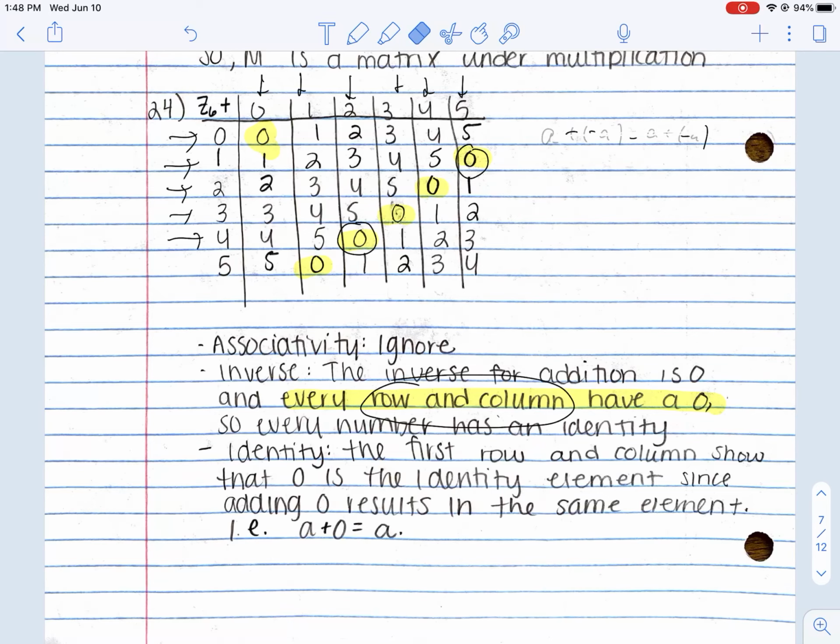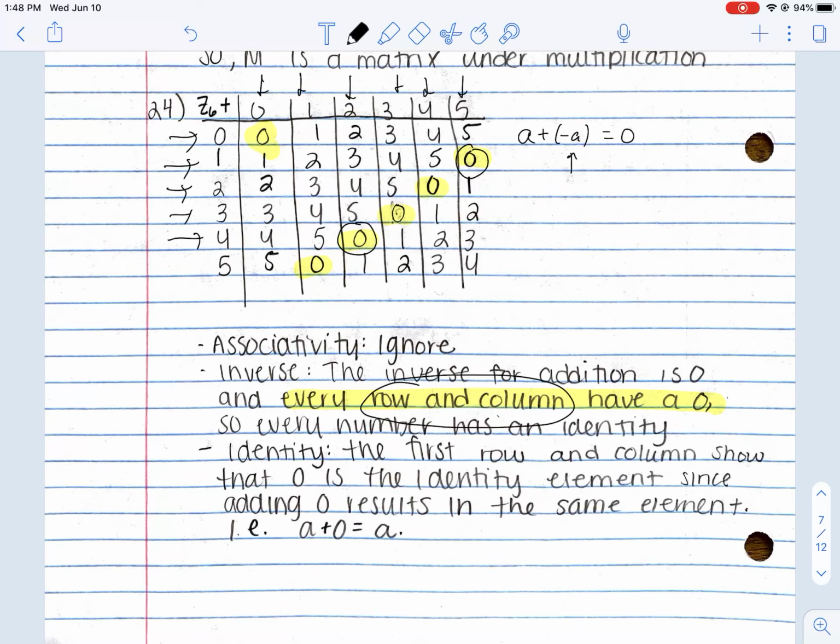Sorry, I just wrote the same thing twice. I'm trying to say one thing and think something else. Okay, so if I look at it row-wise, I'm picking an A, and then I'm saying, is there, in fact, a minus A that I can add to it that'll give me 0? That's what I'm looking for.